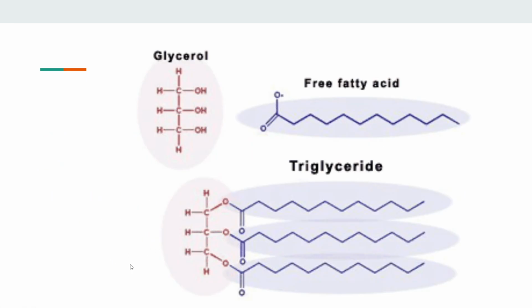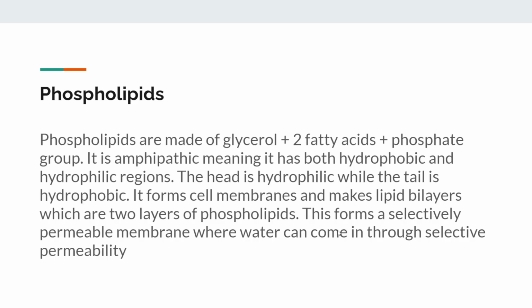So this is glycerol. As I've said, they have the hydroxyl groups at the end, and the hydroxyl groups bond to three fatty acids. And they're called fatty acids because, again, they have a carboxyl chain that bonds with the hydroxyl groups. Interesting stuff, right? Phospholipids are made of glycerol plus two fatty acids. So now we take out a fatty acid and we add a phosphate group, PO4 minus 3. It is amphipathic, which means it has both hydrophobic and hydrophilic regions.